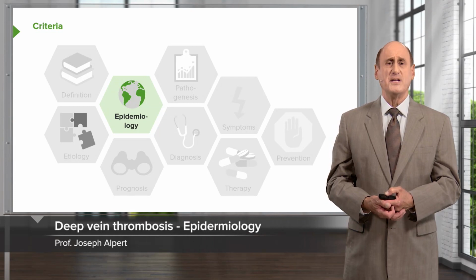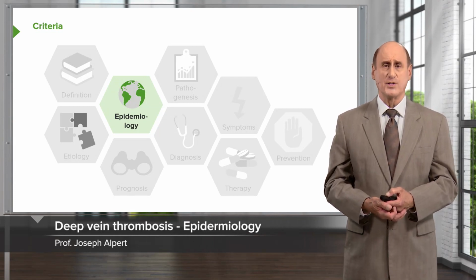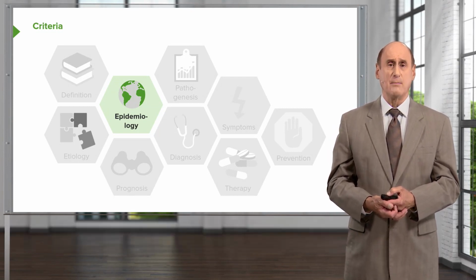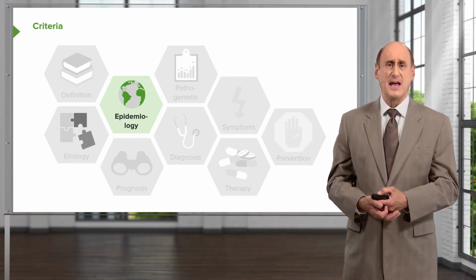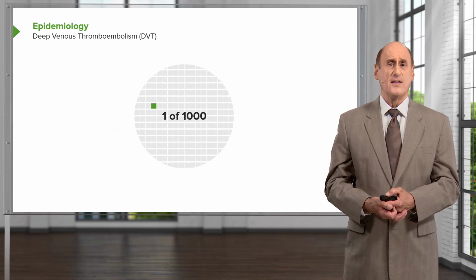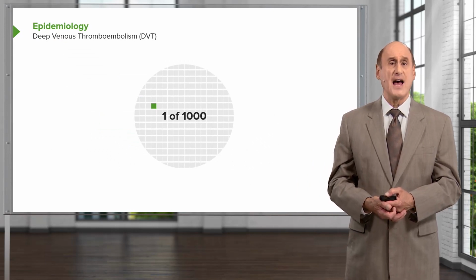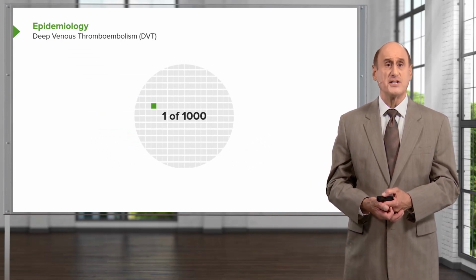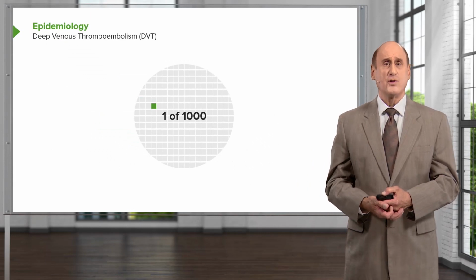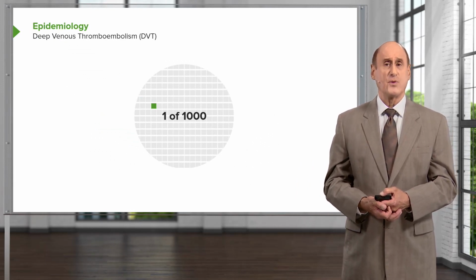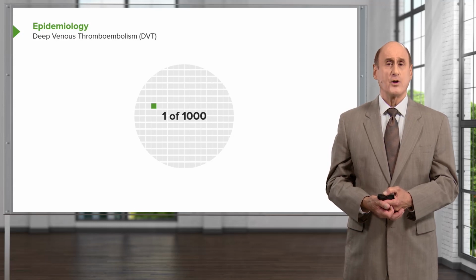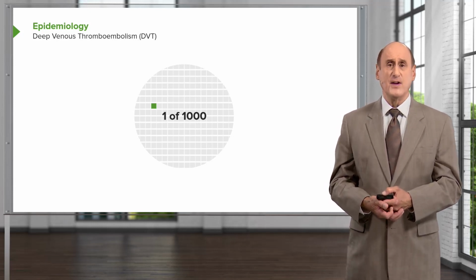Let's talk about the epidemiology of deep venous thrombosis and its relationship to pulmonary embolism. I've already implied that this is a very, very common entity. You can see here that in the United States, 1 in 1,000 individuals per year is diagnosed with DVT. You can do the mathematics. In a country of 330 million people, we're talking about many, many tens of thousands of episodes of deep venous thrombosis.